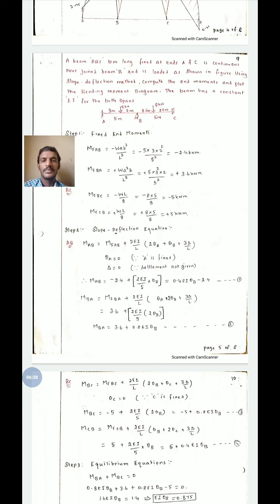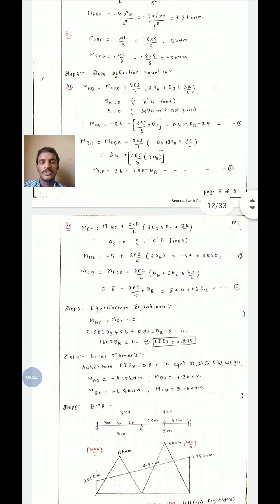At the B end, there are MBA and MBC: for the left end, MBA, and for the right end, MBC. Adding both values, we get 0. Therefore, the final equilibrium equation is MBA plus MBC is equal to 0. MBA and MBC values were calculated in the previous step as the second equation and third equation. Substituting both values, we calculate the final answer as EI theta B. EI theta B is equal to 0.875.